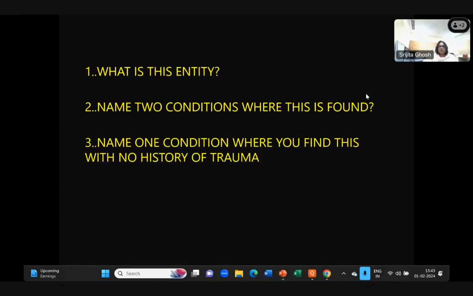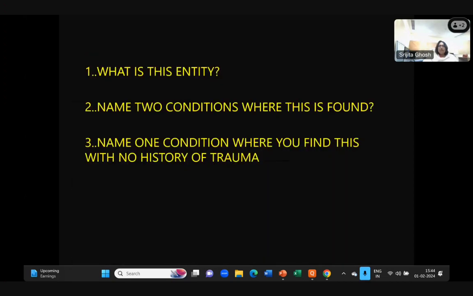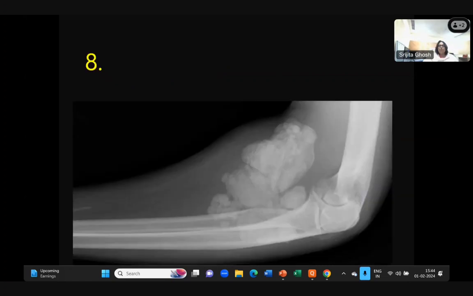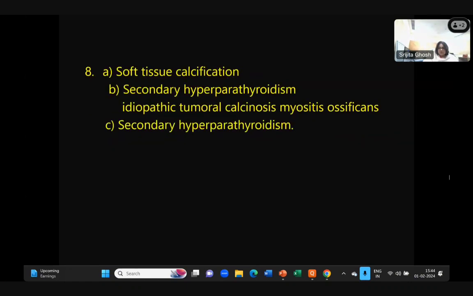What is this entity? Name two conditions where this is found. Name one condition where you find this with no history of trauma. Come on, answer. Number 1, 2, 3, like that. Let's see what answers people are giving.